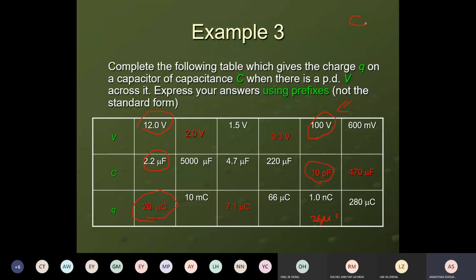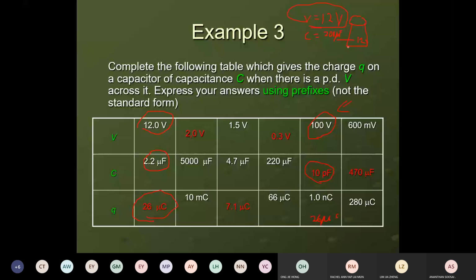When you buy a capacitor, on the labeling itself, they write the safety voltage. Maybe they put 12 volt safety voltage. Of course they write the capacitance also, maybe 200 microfarad. If you apply more than 12 volt, what will happen to the capacitor?